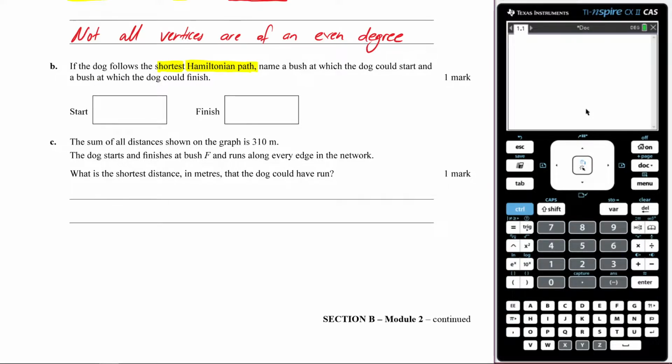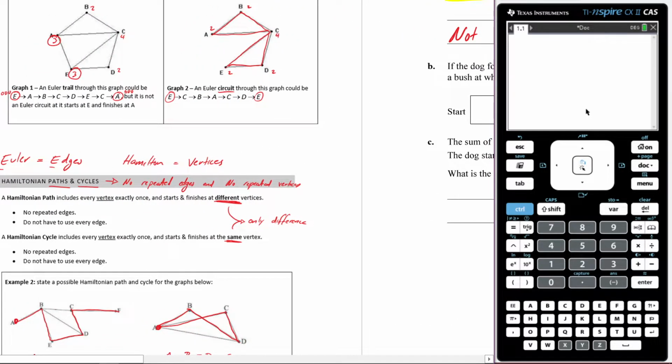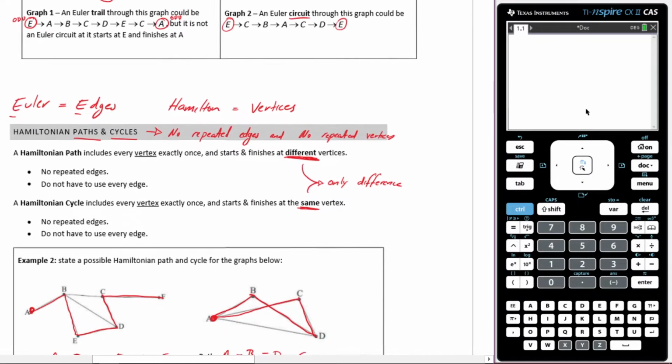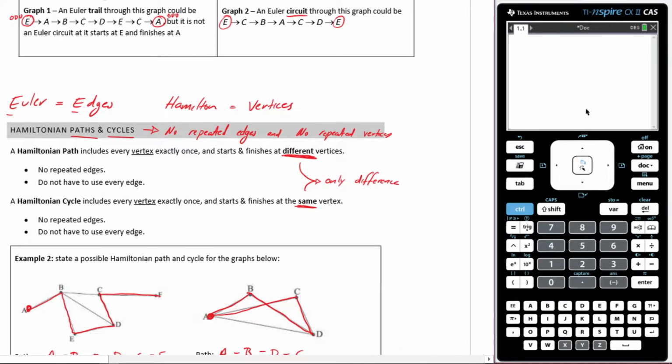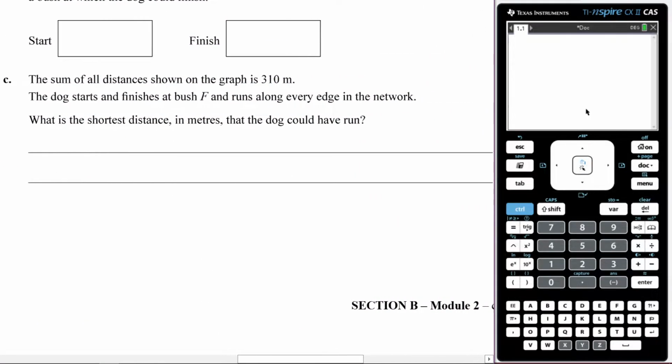Remember, a Hamiltonian path means that you want to hit each vertex without repeating any of the edges. If you haven't memorized that, you need to know where in your notes to find it. So for instance, I look at my bound reference, I know it's on this page. A Hamiltonian path includes every vertex exactly once, starts at different vertices, no repeated edges, and you do not have to use every edge. You need to know that definition. If you do not have it memorized in the exam, you need to know where to find it in your bound. So that's the first thing.